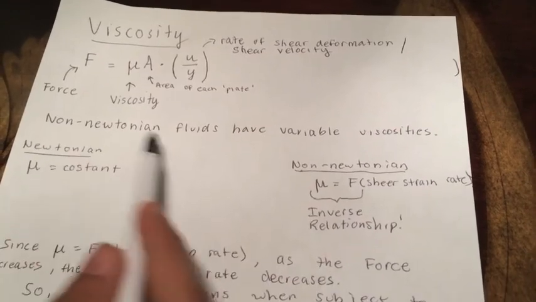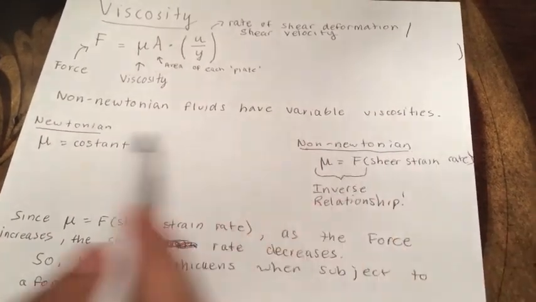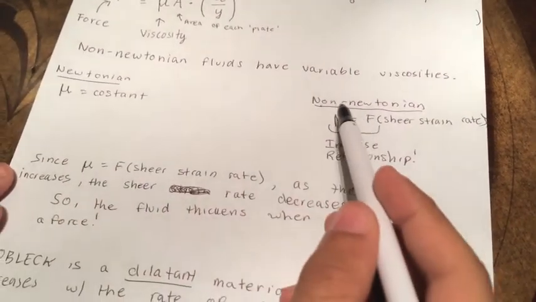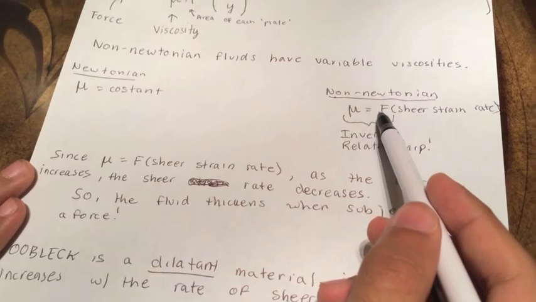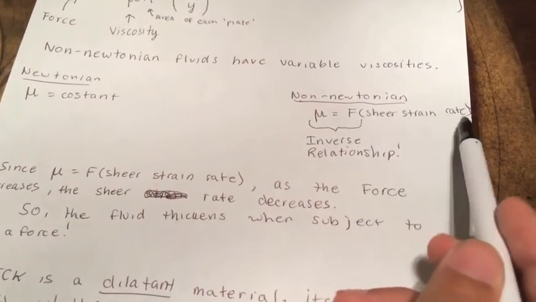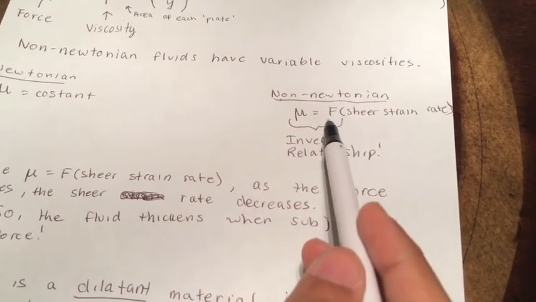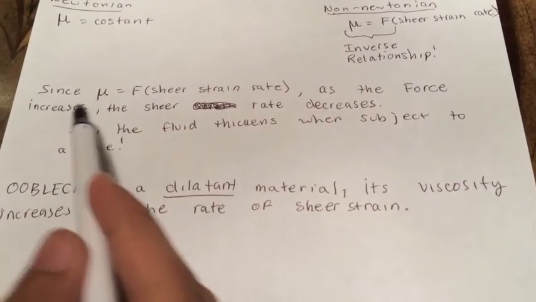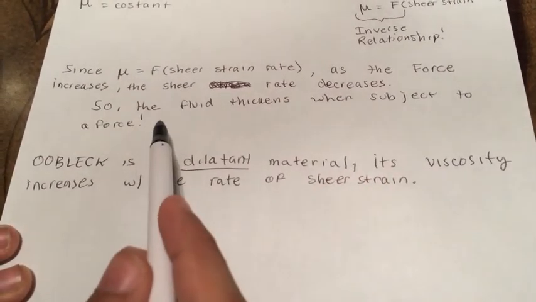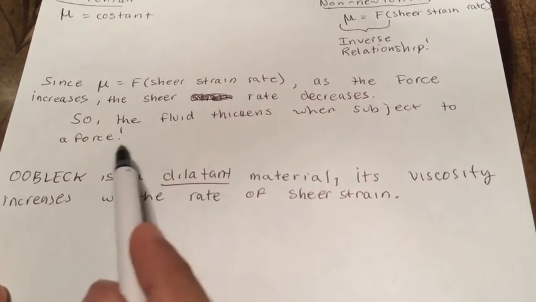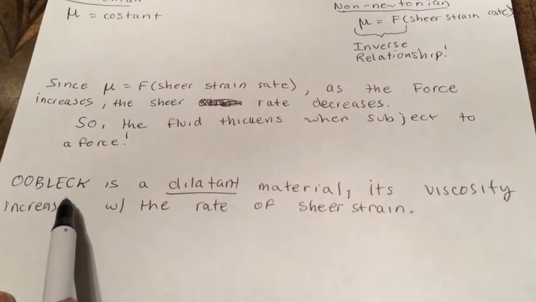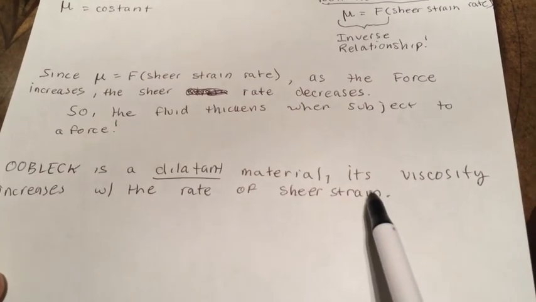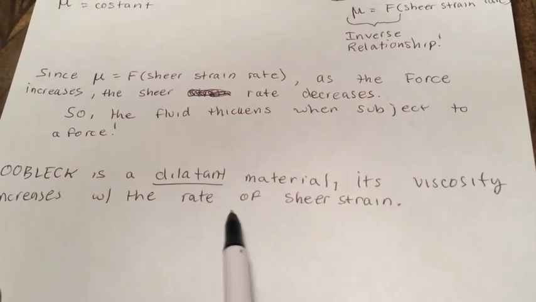Now the special thing about non-Newtonian fluids is that they have variable viscosities. Newtonian fluids will have their mu as constant, so constant viscosity. However, non-Newtonian fluids are defined by mu equals the force over the shear strain rate. This is an inverse relationship. Since the equation is like this, as the force increases, the shear rate decreases. So, the fluid thickens when subject to a force. Oobleck, which is what we use, the non-Newtonian fluid, is a dilatant material. Therefore, its viscosity increases with the rate of shear strain.